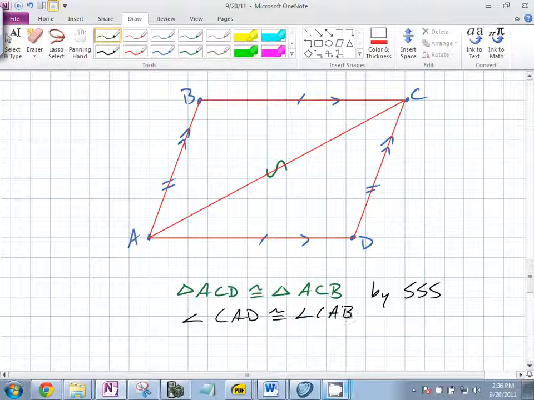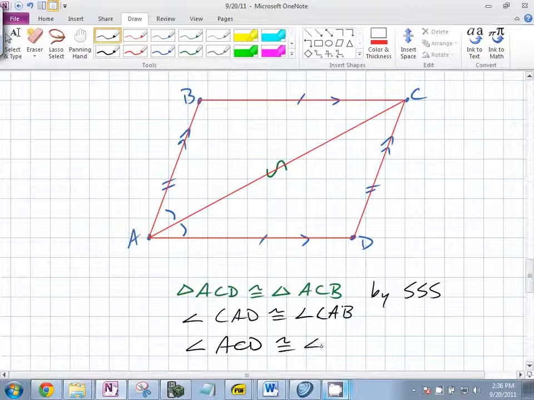Are we okay with that? So we know that this angle has to be congruent to that angle. So it bisects that one, right? Ah, I see what you're saying. We did write something that's wrong. You're absolutely right. Good job. And we also know that angle ACD is congruent to what angle? ACB. So this angle is congruent to that angle. So we just proved that they bisect each other.